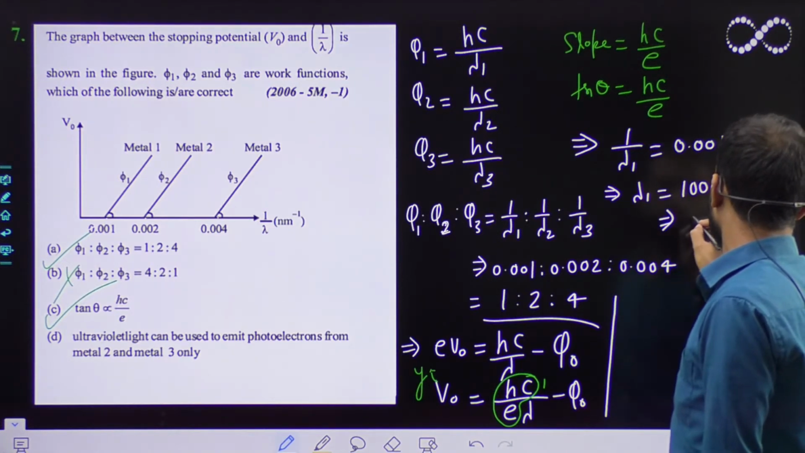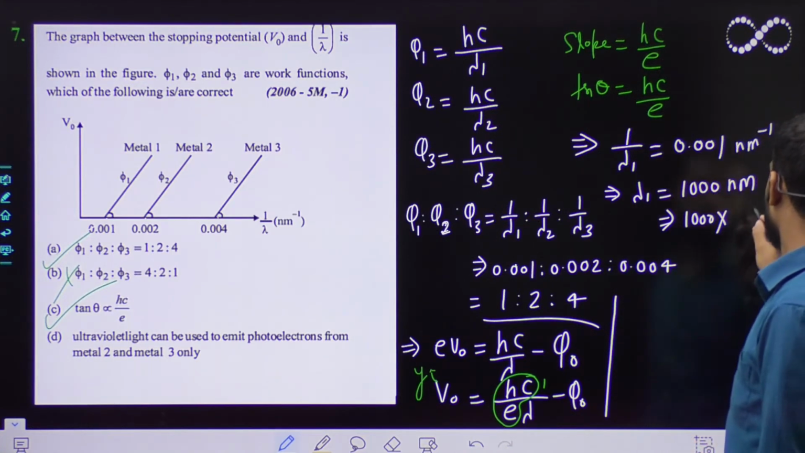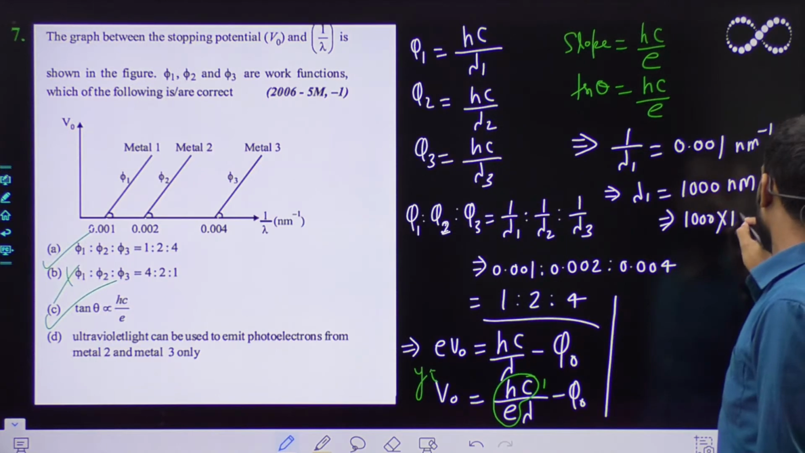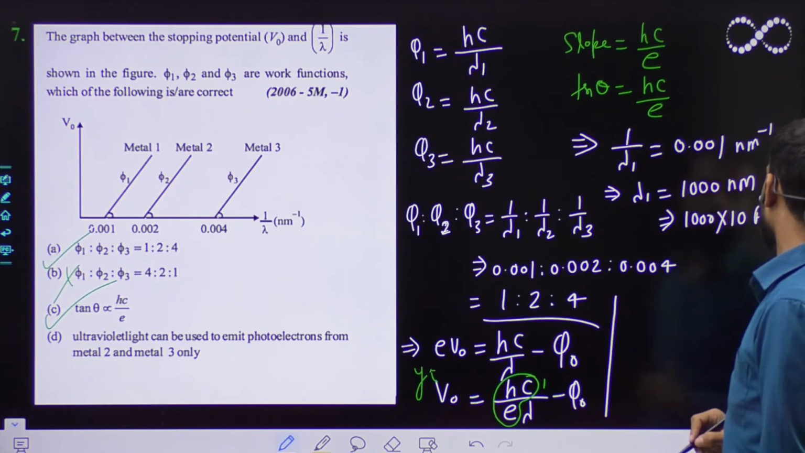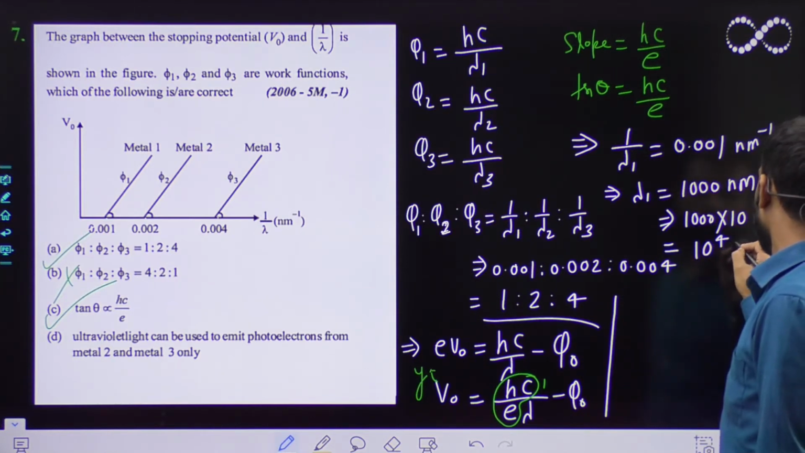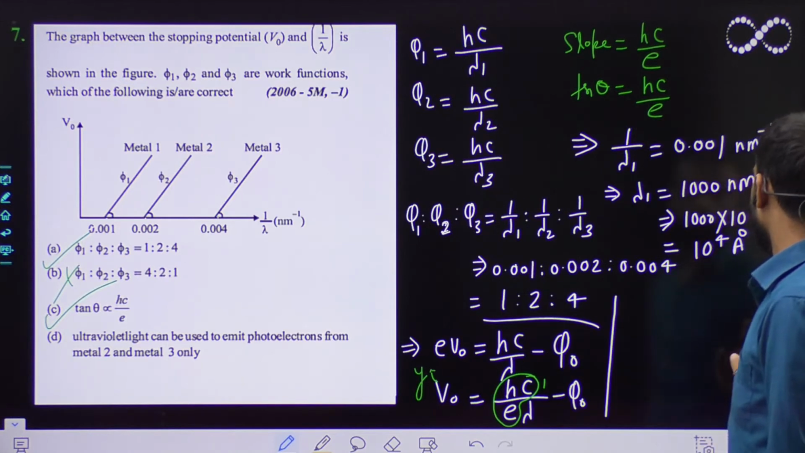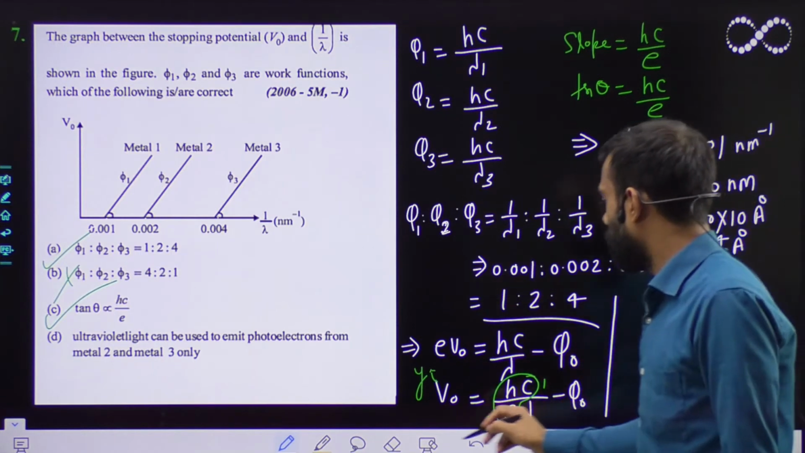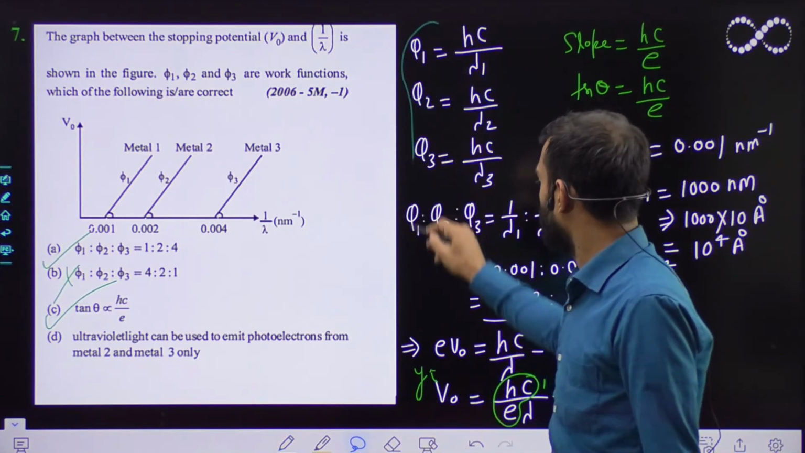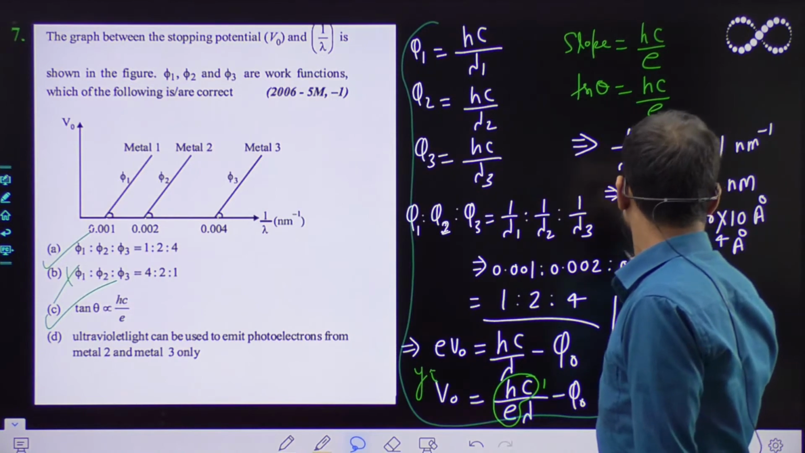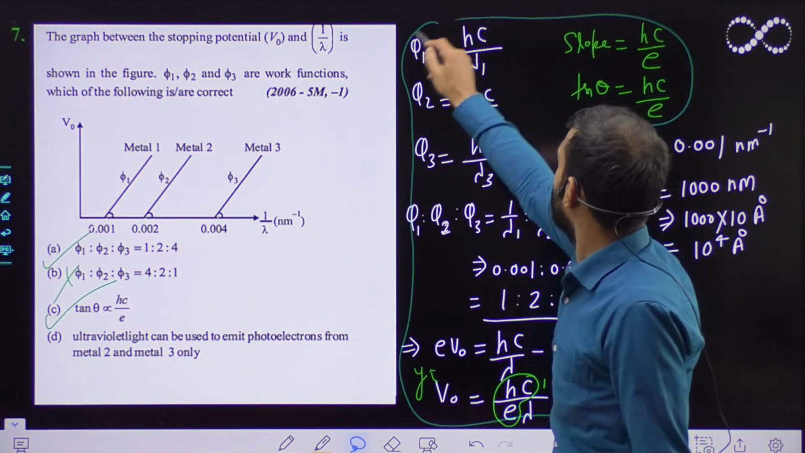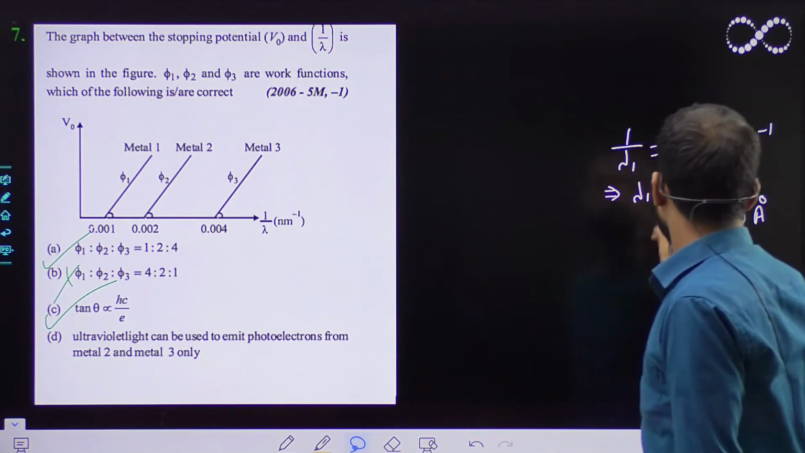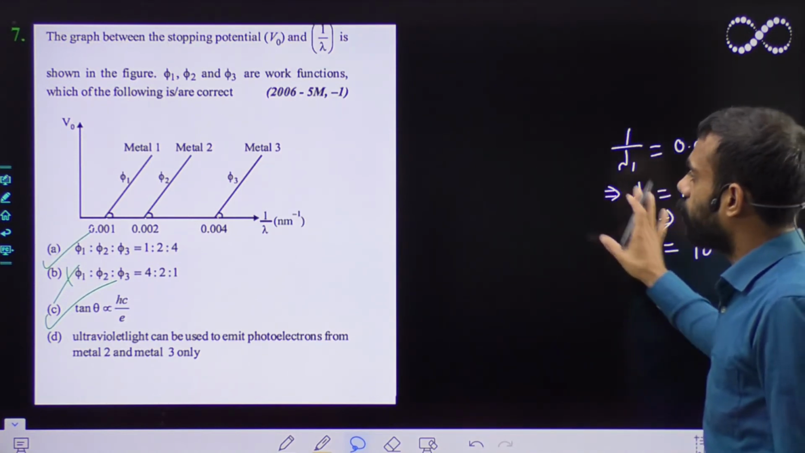That is obviously equal to 1000 into 10 angstrom, so this will become 10 raised to power 4 angstrom. Similarly I can find lambda 2 also. I am omitting these parts because I have done this part. So lambda 1 is the cutoff wavelength for metal 1.